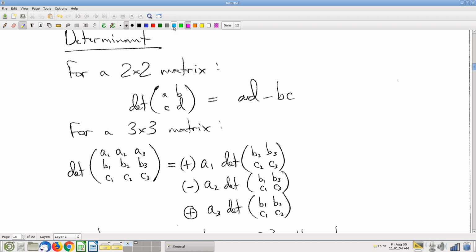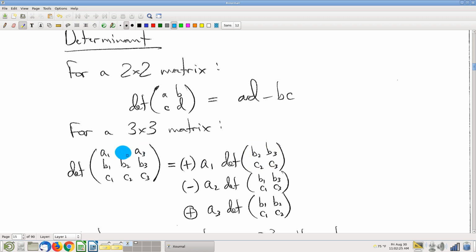It's weird, I'm sorry. But here's the idea. You go along the top row, and you look at those elements: A1, A2, A3. For each one of those elements, you're going to cross out the row and the column that it's in. You look at the remaining 2x2 matrix, and you take the determinant of that 2x2 matrix. That's the first term. And then you keep going all the way across that top row.